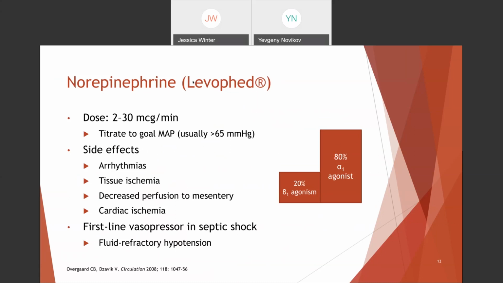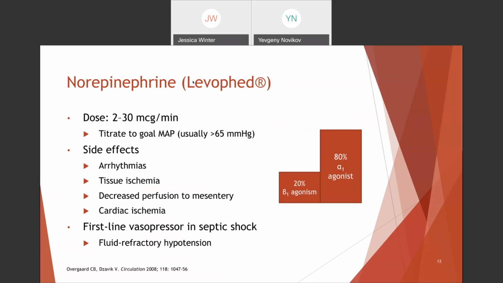And side effects of all these pressors are obviously going to include tissue ischemia, which we can see. With norepinephrine, we see less tissue ischemia than some others. It's also less pro-arrhythmic than other vasopressors, but you can see it because you have that beta-1 agonism if it's used at higher doses. So it's our first line vasopressor for most distributive shocks and fluid refractory hypotension.